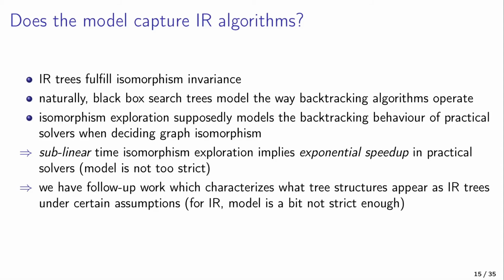Since we stripped away the graphs from the model, we don't actually consider whether the trees that we look at can come up in practice. To fill in that gap, we have some follow-up work which characterizes what tree structures can even appear as IR trees stemming from graphs under certain assumptions. There we realize that actually for IR, the model is a little bit not strict enough. We would have to add some further restrictions for trees because not all trees can actually stem from graphs. However, this does not impact any lower bounds we give because we can give graphs that produce trees that are close enough to the ones that we use in the lower bounds.